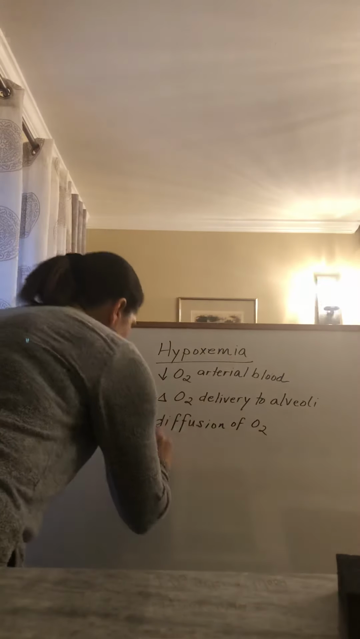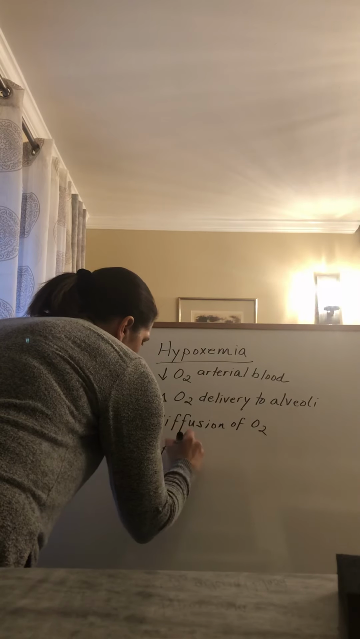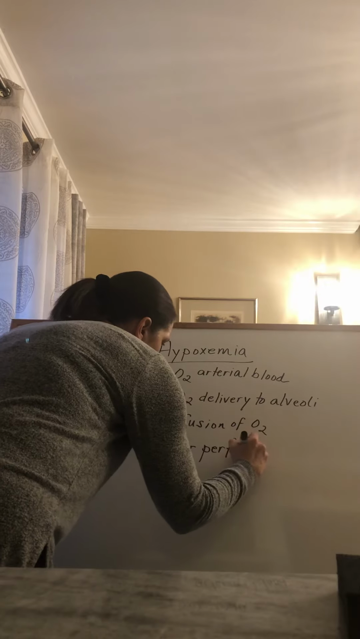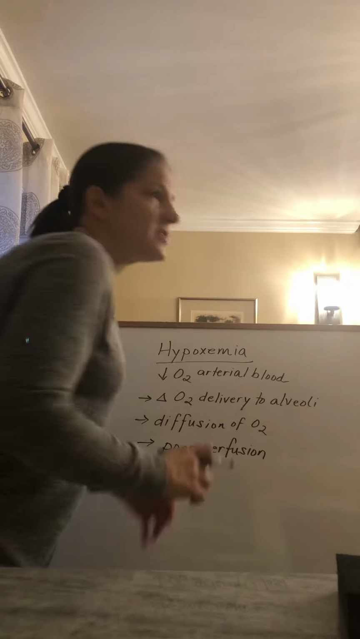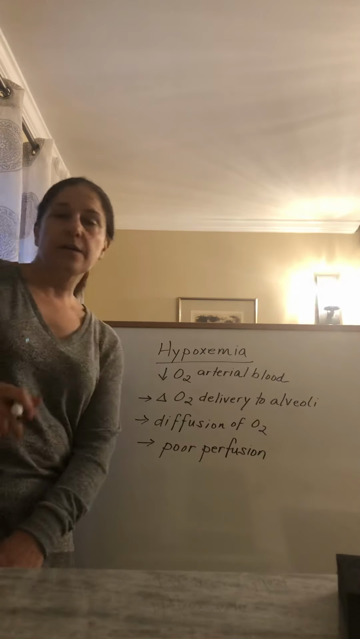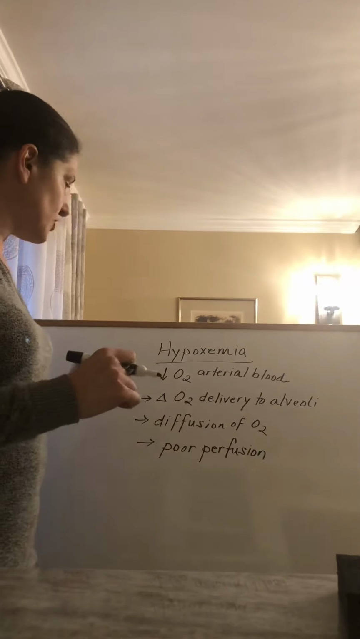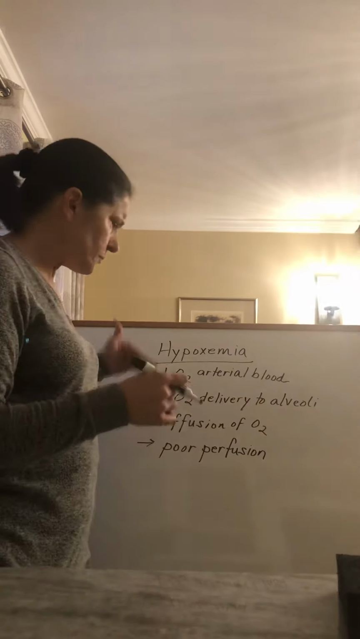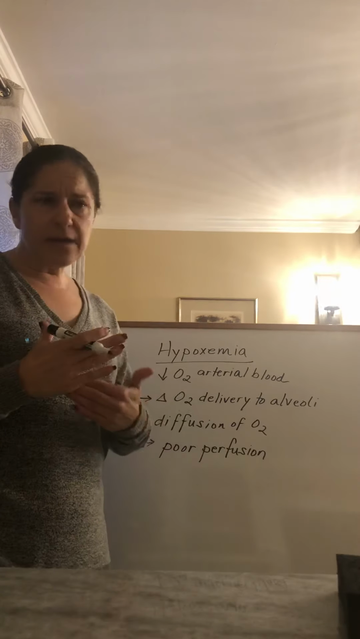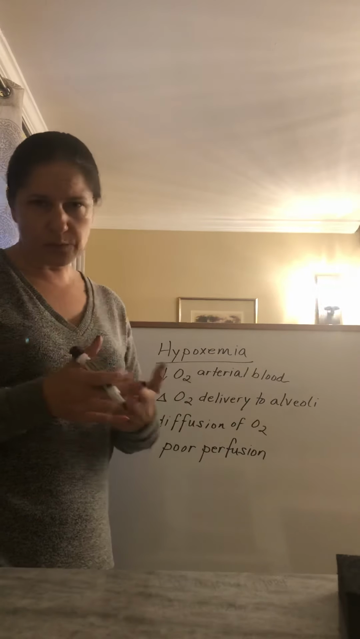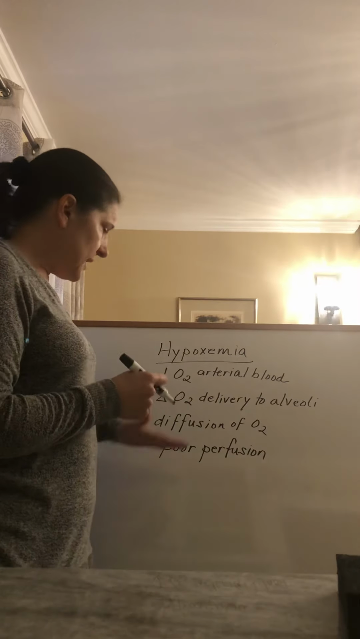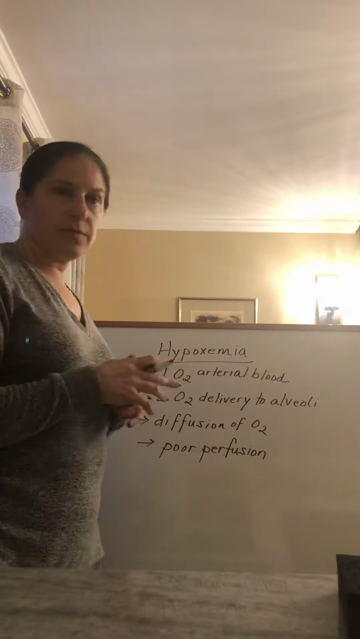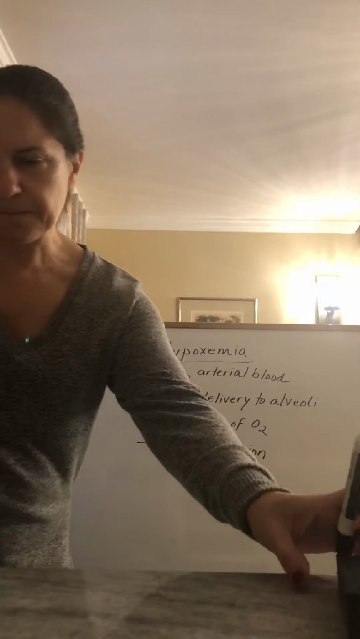And then poor perfusion. Again, you have to have appropriate blood flow through those alveolar capillaries so that once oxygen passes through the alveolar membrane into the capillaries, it's able to be carried out of your lungs back towards the heart and then back towards the systemic circulation. If your lungs were poorly perfused, then you certainly would have an outcome that would be hypoxemia. Okay.